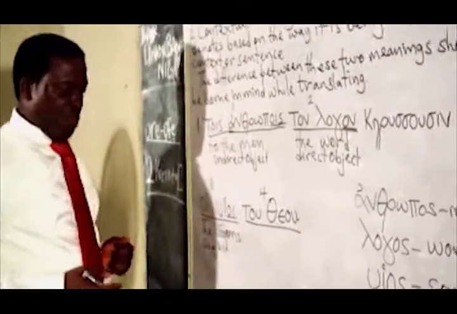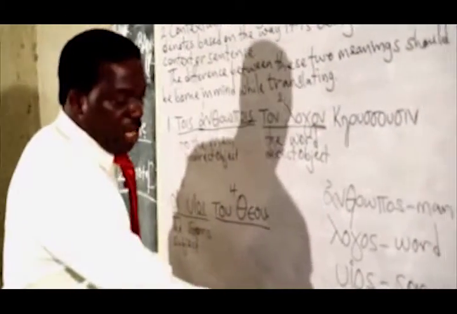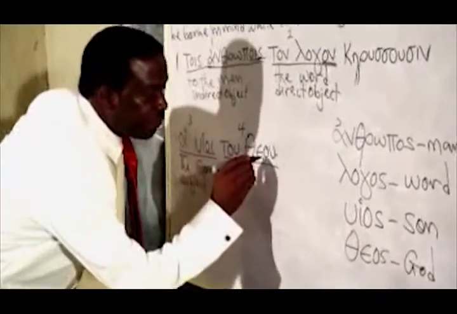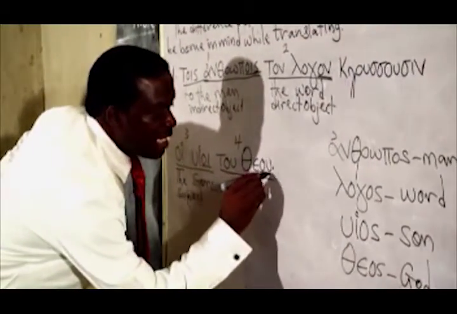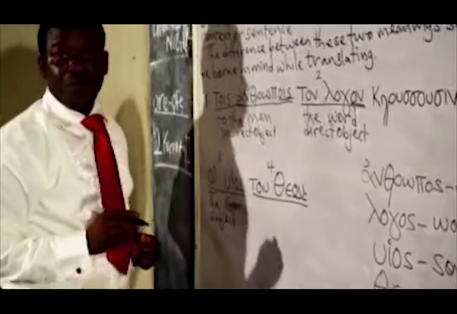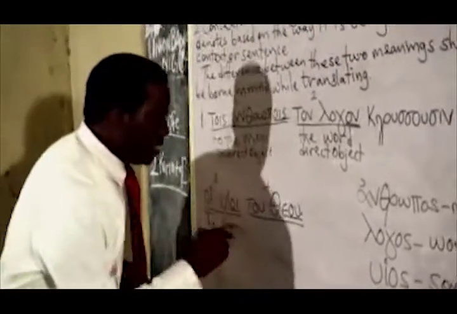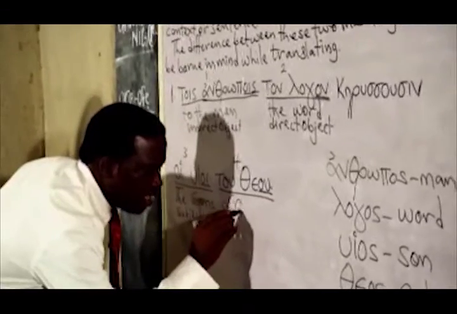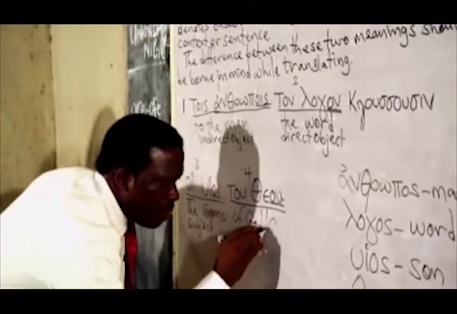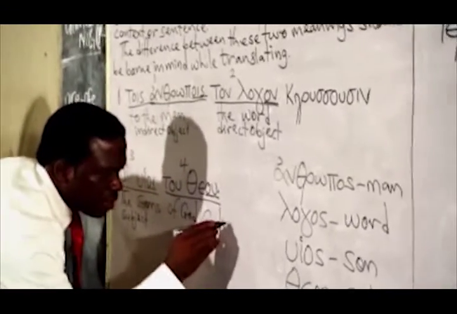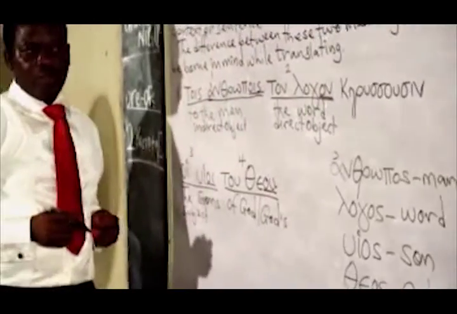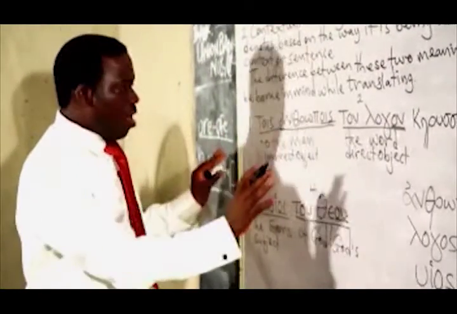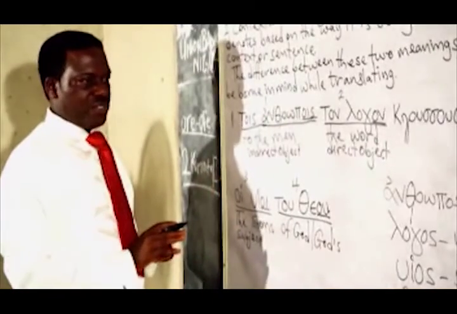Then we'll come to the next one. The word tou theou is God. And that is the ending of genitive. And genitive is equivalent to our English possessor. That means this will be translated as of God or of gods. Now we've translated all the nouns.